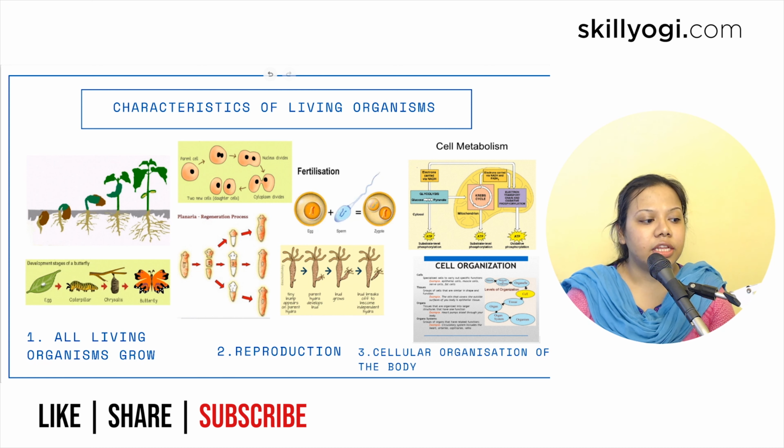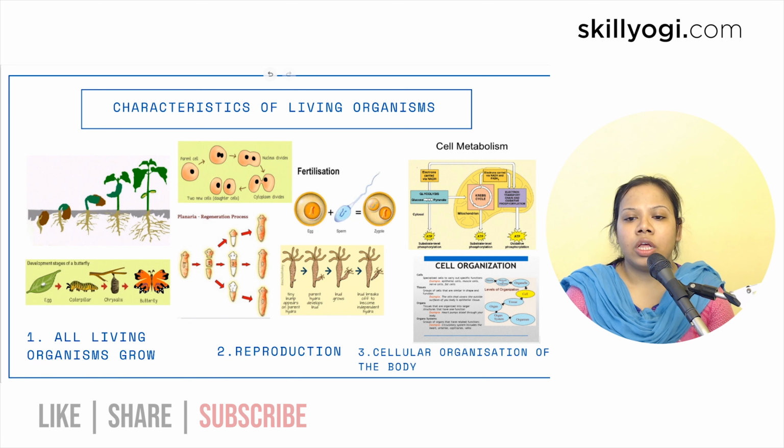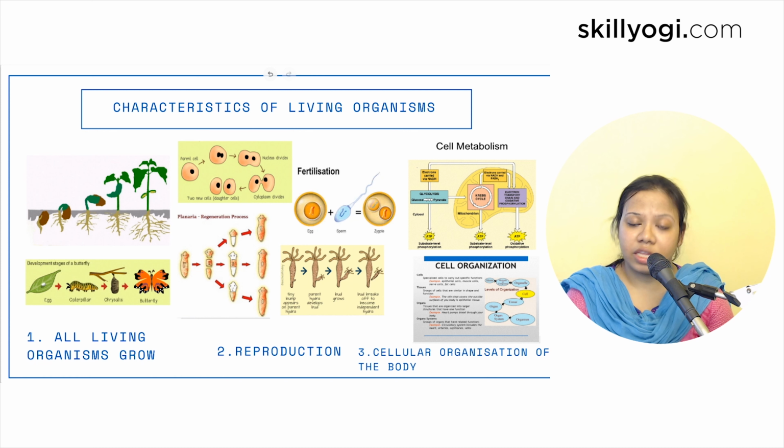What are these? Number one is all living organisms can grow. You can see the picture, that is a seed. From the seed a plant is growing. This is the egg of a butterfly, and from this we obtain the butterfly by life stages like caterpillar, etc. But the non-living things, the books and the pencils that you saw in the previous slide, are non-living because they are not growing.